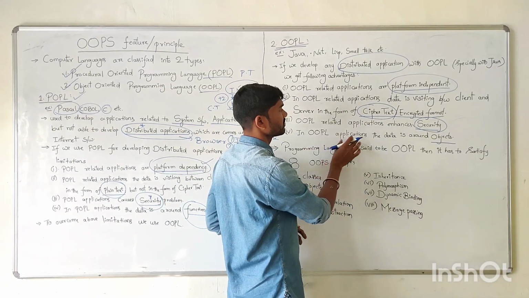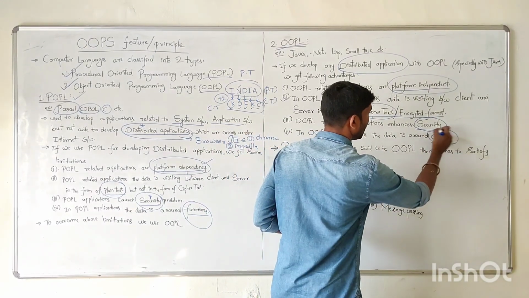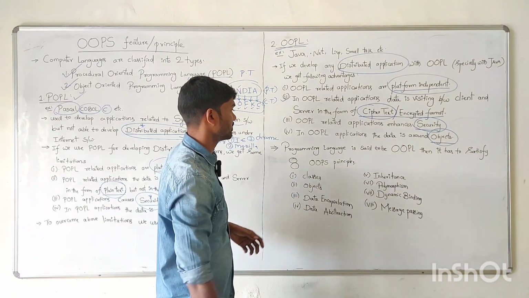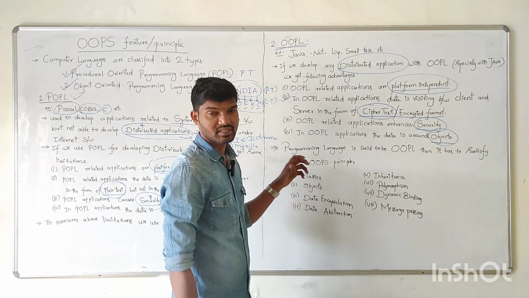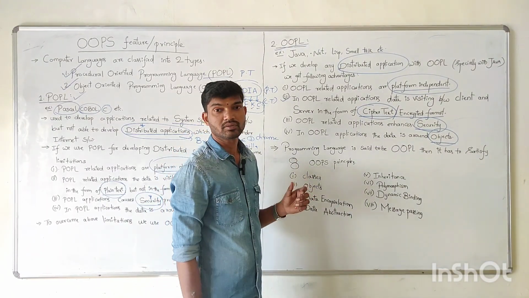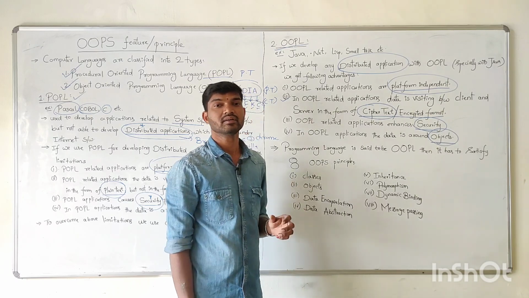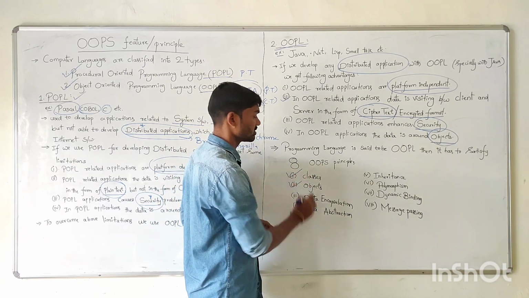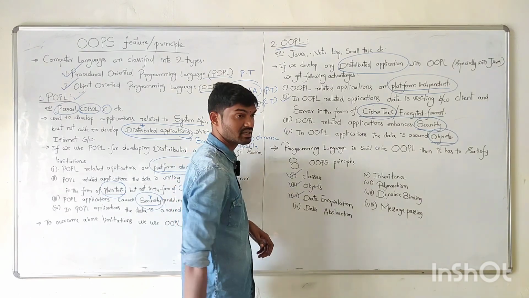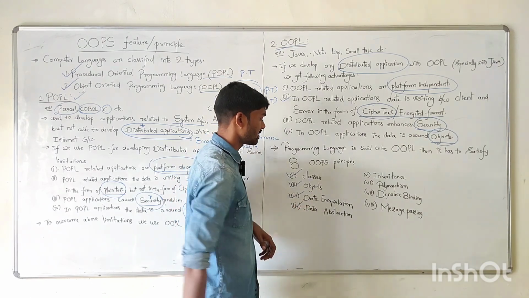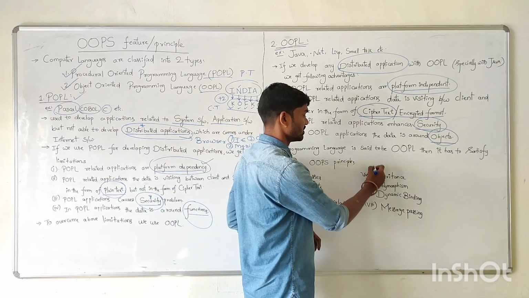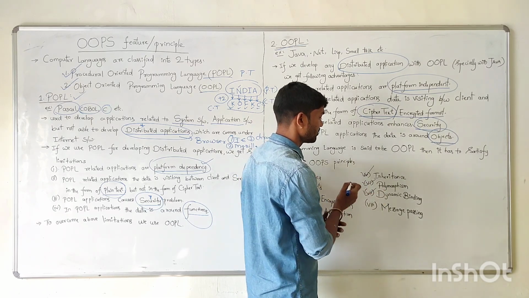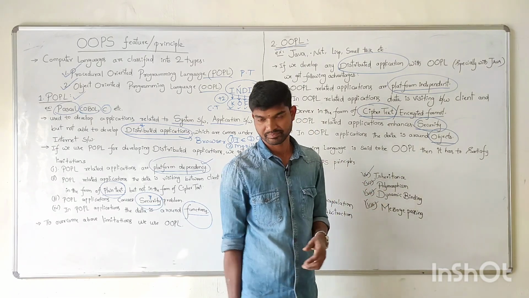And the last one is that the data is in the form of objects in the case of OOPL, object-oriented programming language. Whenever a language is said to be object-oriented, it has to satisfy 8 principles. The first principle is class, second is object, third is data encapsulation, fourth is data abstraction, fifth is inheritance, sixth is polymorphism, seventh is dynamic binding, and the last one is message passing.